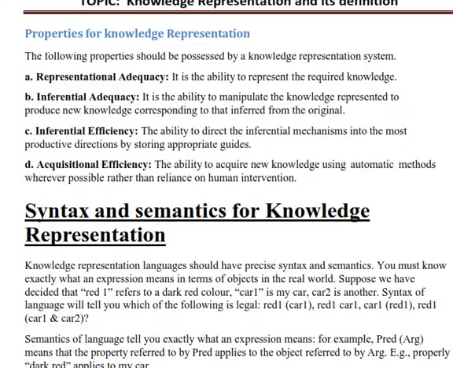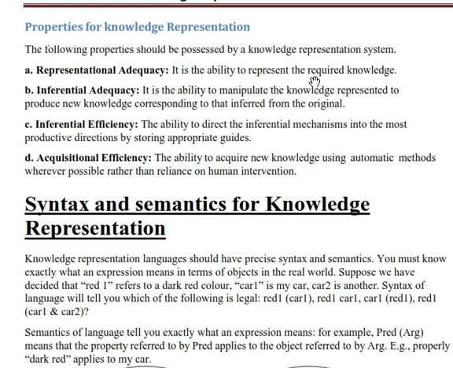What are the properties of knowledge representation? Representational adequacy means it is the ability to represent the required knowledge. Inferential adequacy is the ability to manipulate the represented knowledge to produce new knowledge corresponding to that inferred from the original. Then inferential efficiency is the ability to direct the inferential mechanisms, where we can store the appropriate guides or information in a specific moment.